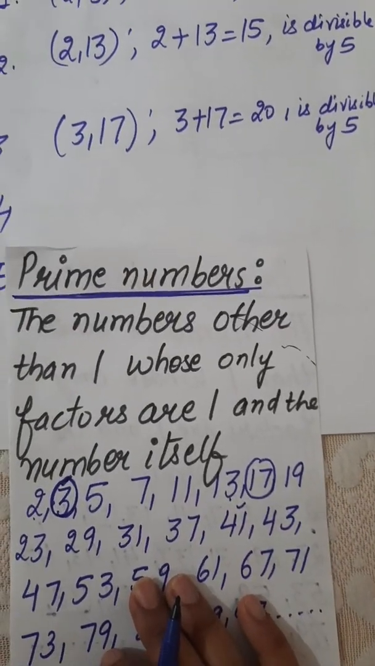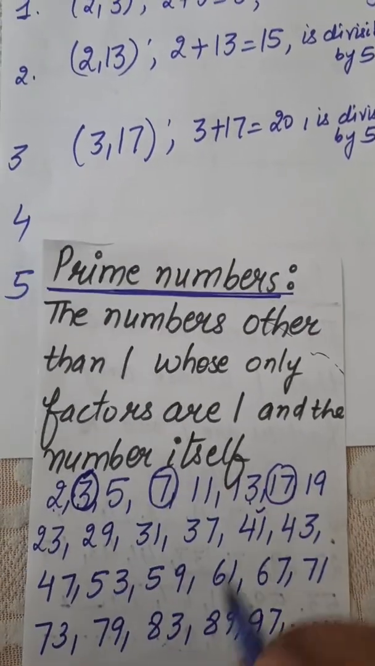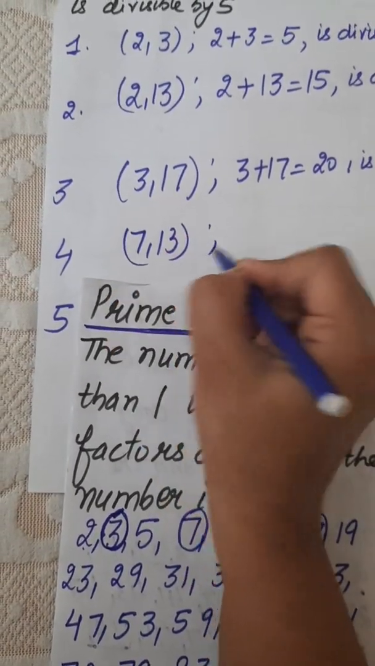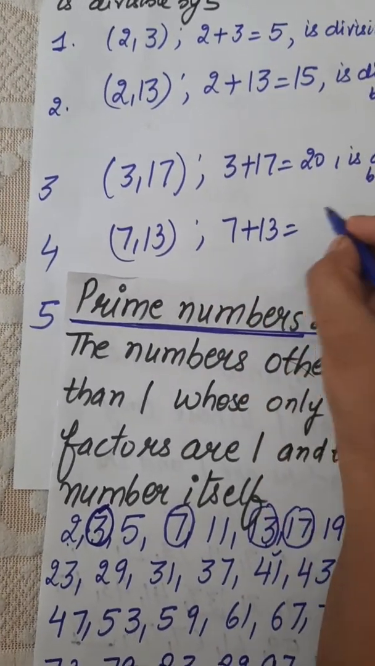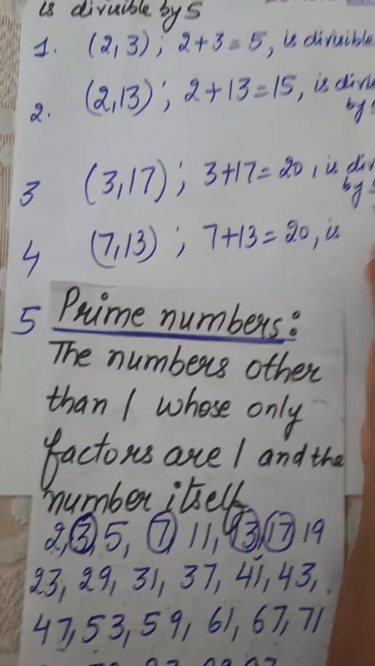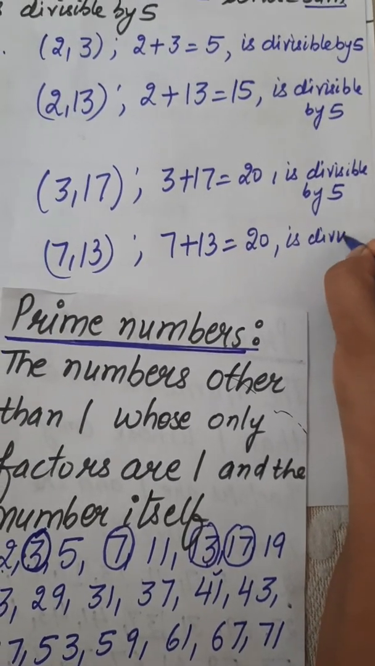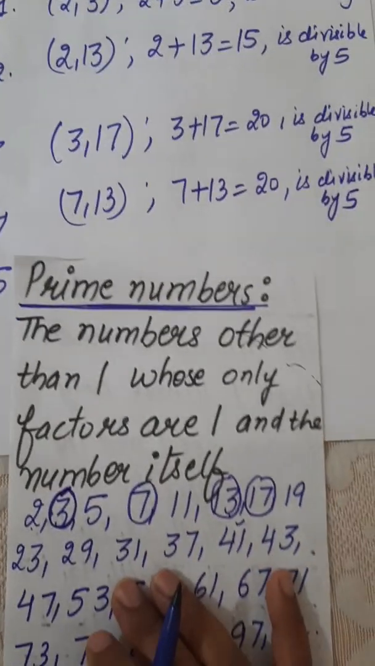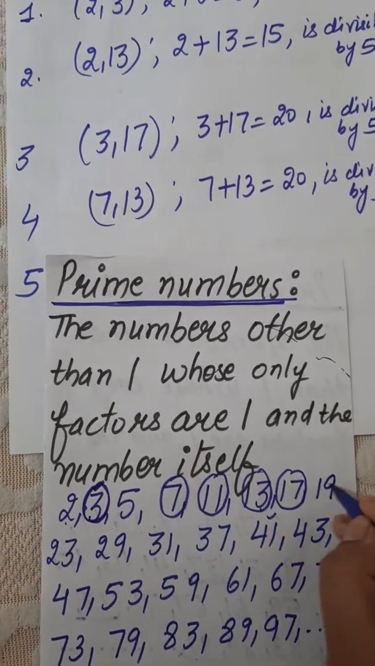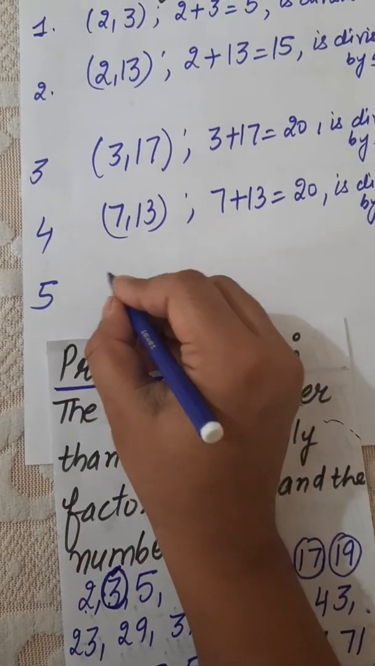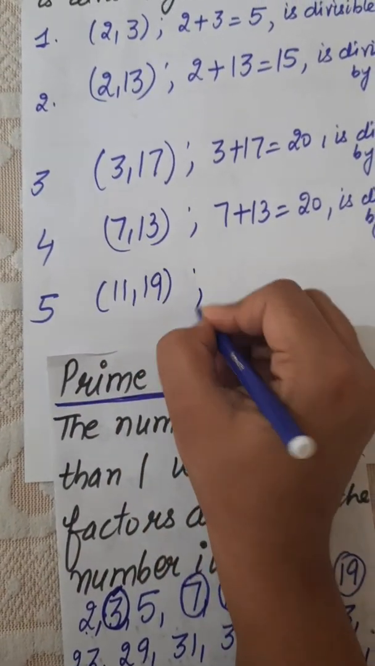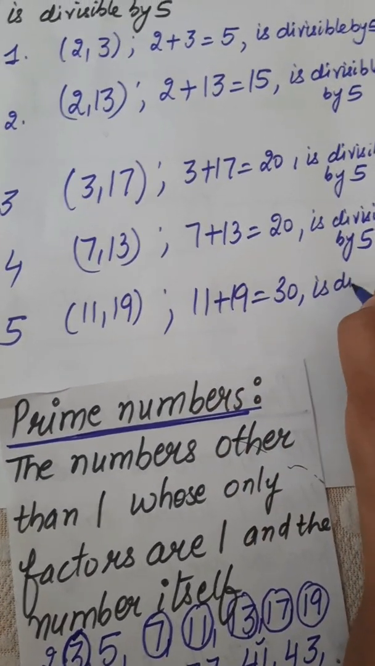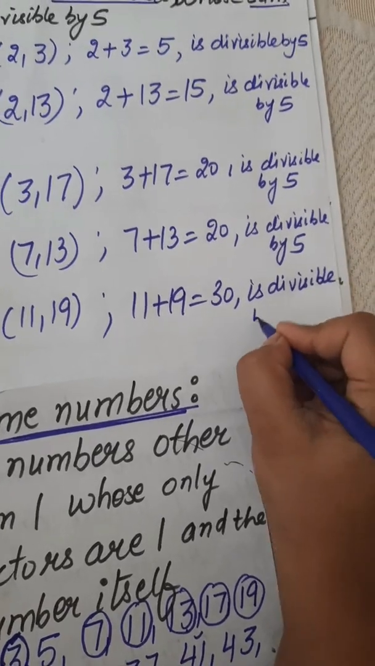Next I will take 7 and 13, because if I add both the numbers I again get 20, and this 20 is divisible by 5. And I have to take the last pair, so I will take 11 and 19. If I add both the numbers I get 30, and this 30 is also divisible by 5.